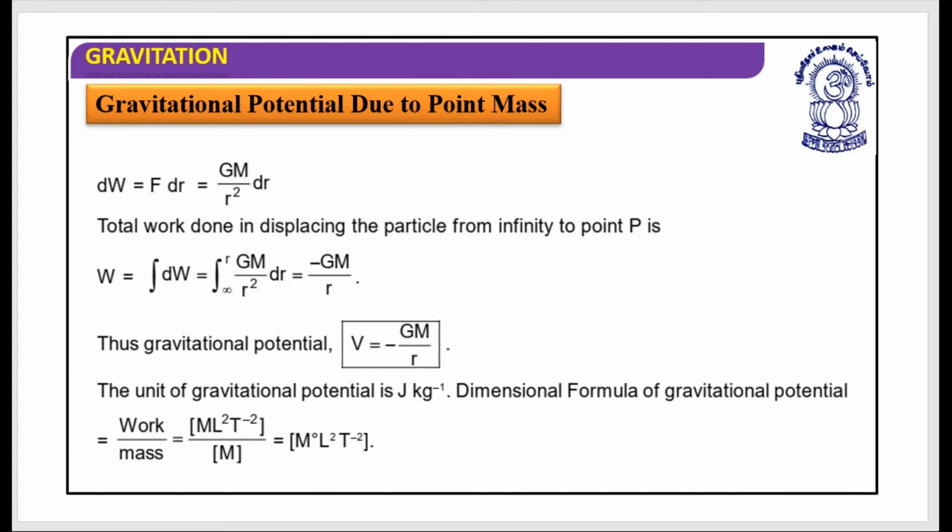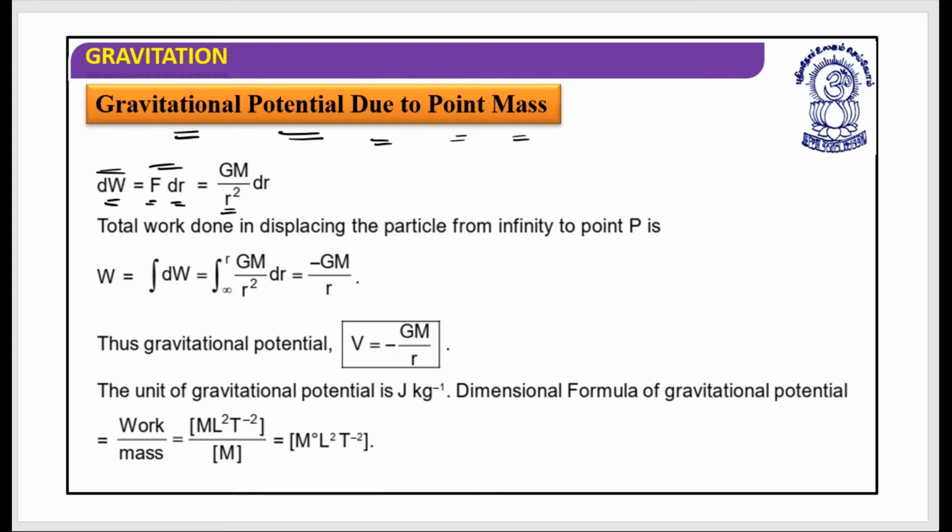Let's now discuss the gravitational potential due to a point mass. So what is gravitational potential due to a point mass? We understand that work done equals force into displacement. If we write this in differential terms, dW would be equal to F dot dr. Now what is the force that is acting? We understood that it's G into M divided by r square, into dr.